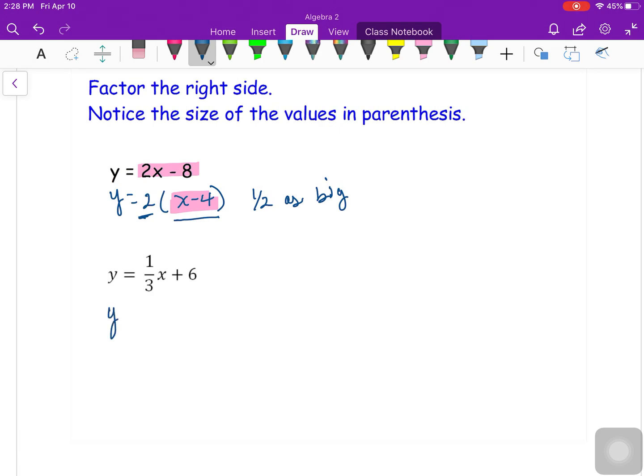Let's try the same thing down here. If I factor out the 1/3, I get x plus 6 divided by 1/3 is 6 times 3 is 18. Again, how does x plus 18 compare to 1/3 x plus 6? It is 3 times as big.